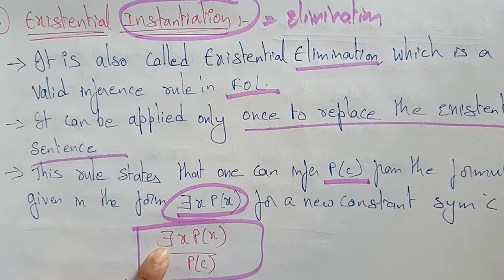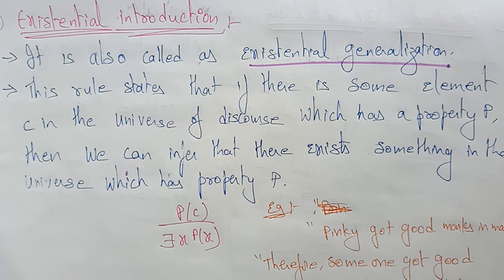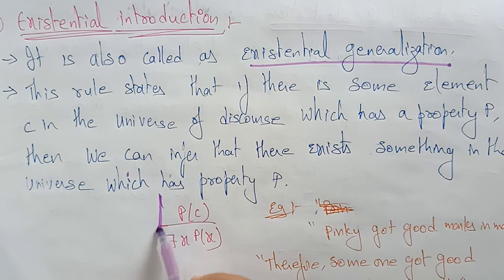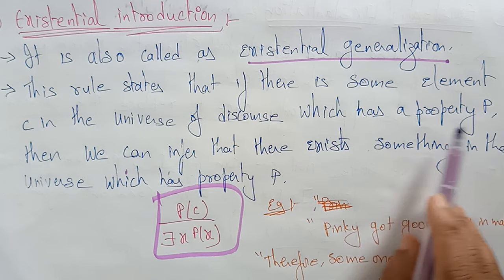Now coming to the fourth type, that is existential introduction. It is also called existential generalization. Just like universal generalization, the existential generalization is the same, but the only difference is that here we are using there exists instead of for all X. This rule states that if there is some particular element C in the universe of discourse which has a property P, then we can infer that there exists something in the universe which has the property P.